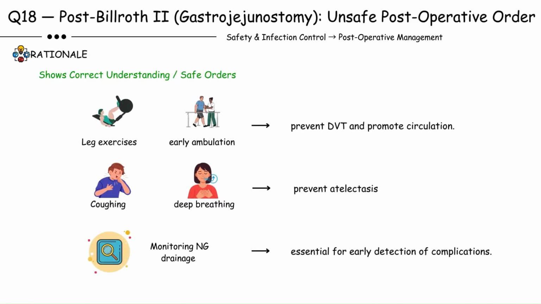Leg exercises and early ambulation, excellent for preventing DVTs and promoting circulation. Coughing and deep breathing, essential for preventing atelectasis in any abdominal surgery client. Monitoring NG drainage, critical for detecting bleeding, obstruction, or leaks, absolutely appropriate. These orders support recovery. Only the irrigation order puts the client at risk.